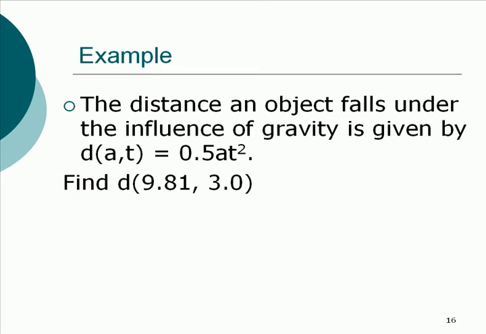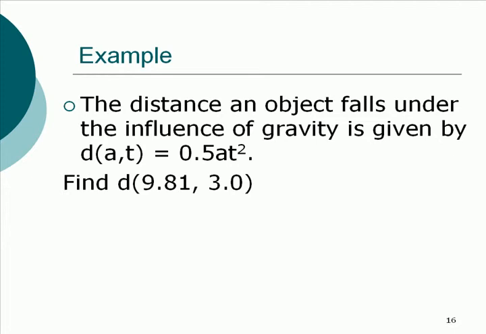The distance an object falls under the influence of gravity is given by d of a, t equals 0.5 a t squared. So what's the name of our function here? D. D is not a variable. We can't ask, well, what's the value of d? All we can do is say that d is the name of the function. Now we can find out what the value of that function is when a equals 9.81 and t equals 3, and that's what we'll do.